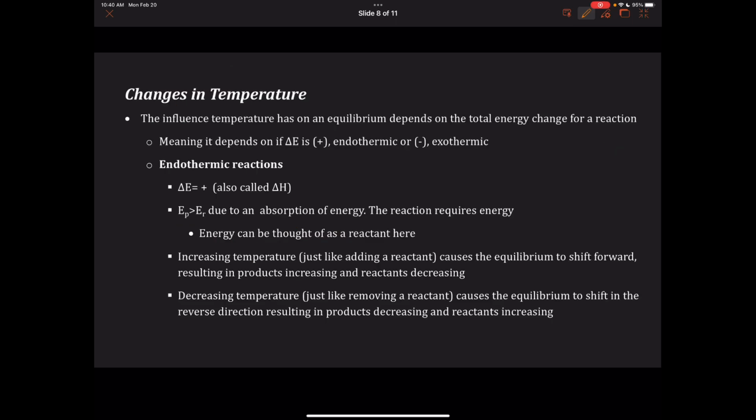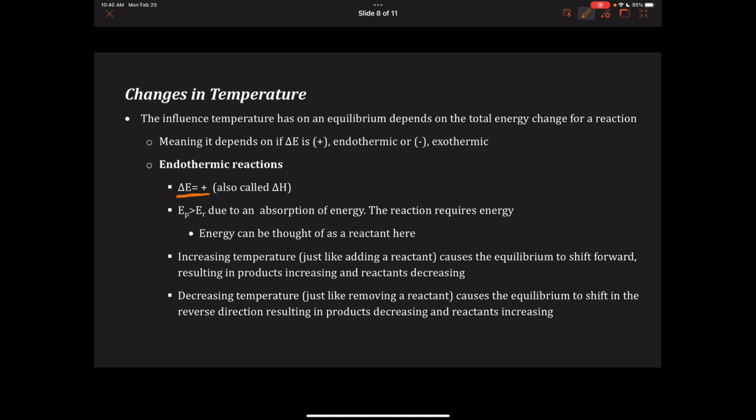Now, our final stress for an equilibrium comes from changes in temperature. The influence temperature has on equilibrium depends on the total energy change for a reaction, so delta E or delta H. So it depends on if the reaction is endothermic or exothermic.